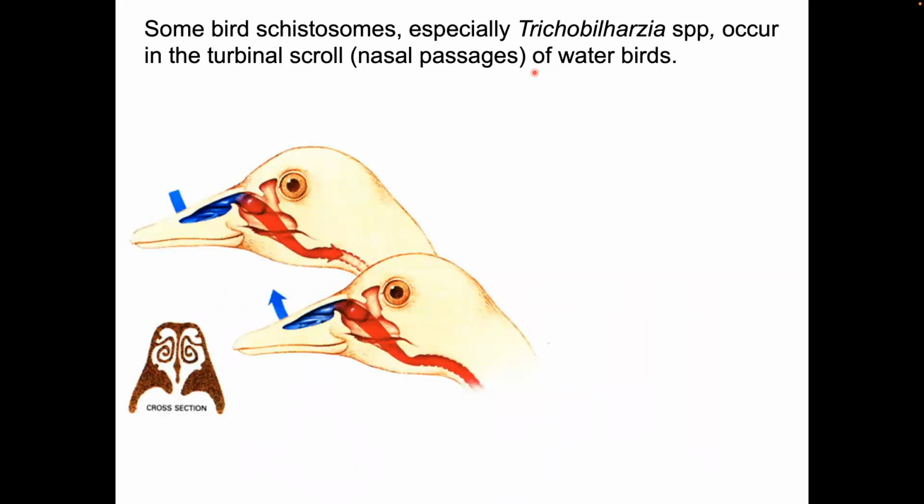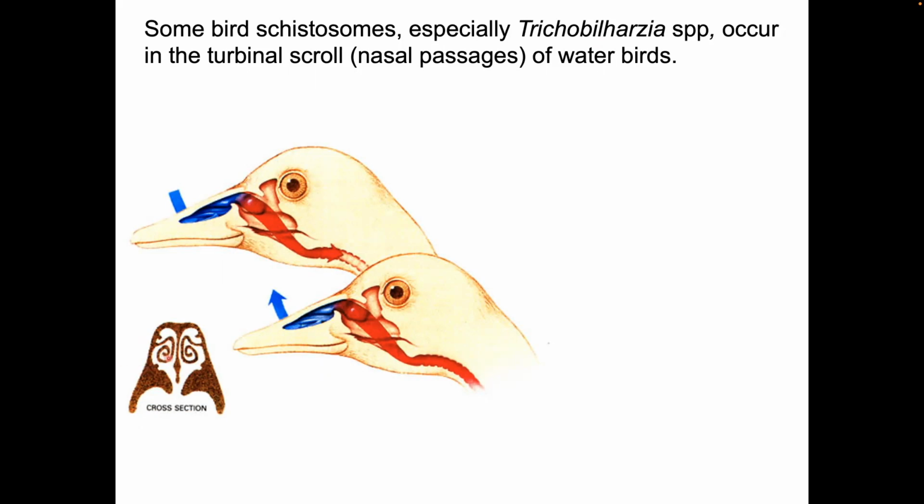Many of the bird schistosomes, and particularly Trichobilharzia, occur in the nasal passages of water birds, in these turbinal scrolls, and they're in the blood vessels there. Rather similar to Schistosoma nasale, which lives in a similar place in cattle in India.